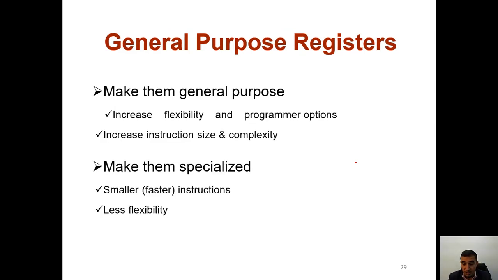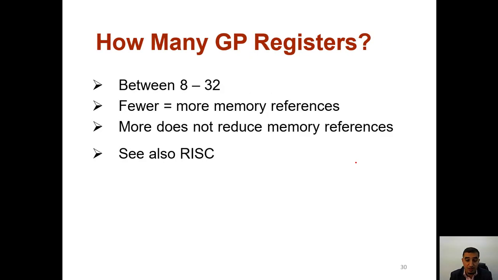Now, when we make the registers general purpose, they increase the flexibility and the programmer options, but they increase the instruction size and complexity. Remember, as I said earlier, you cannot have a lot of registers inside the CPU. There is always a limit for the number of registers that can be put inside the CPU. This limit is controlled by the amount of power that can be given to a CPU and the size of the CPU. So we make them specialized, with smaller, faster instructions, but they are less flexible. So it's always a trade-off when it comes to a CPU.